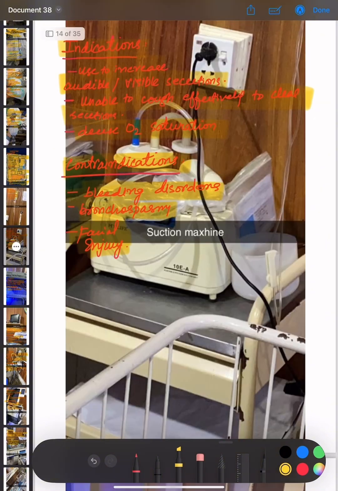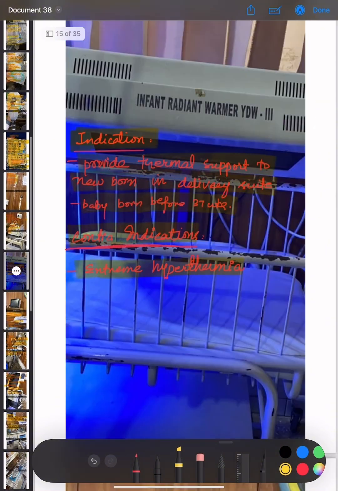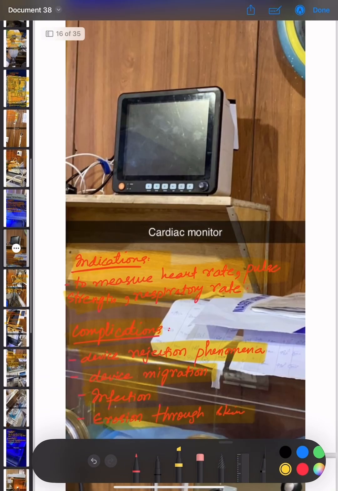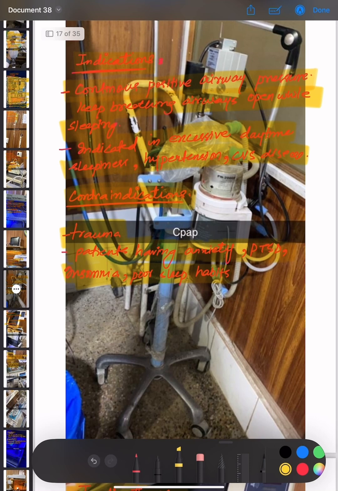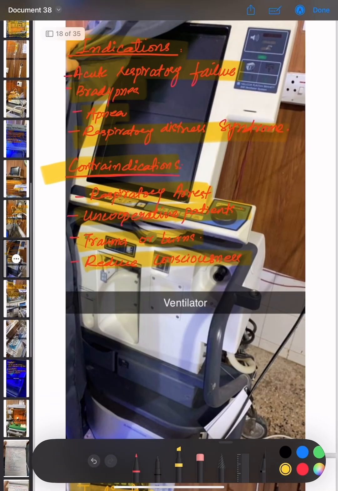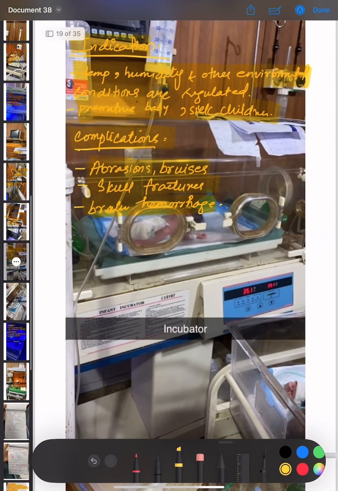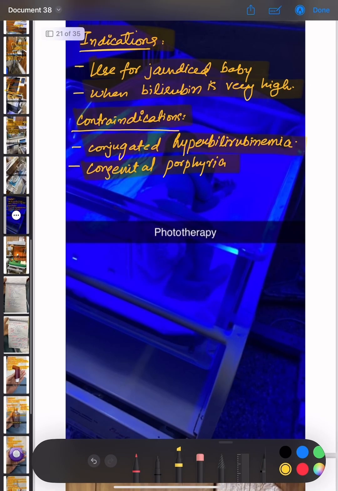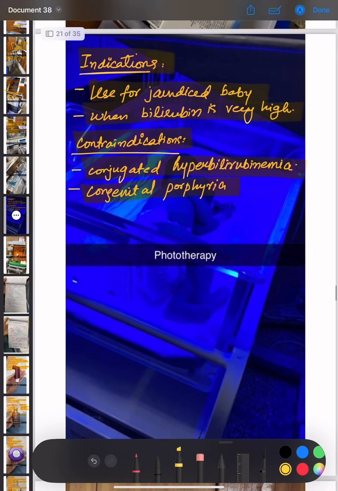Then suction machine. Then this infant radiant warmer. Then this cardiac monitor. Then the CPAP. This is ventilator. This is incubator. This is phototherapy for jaundice baby.